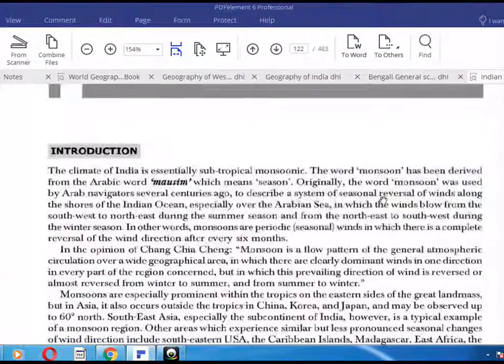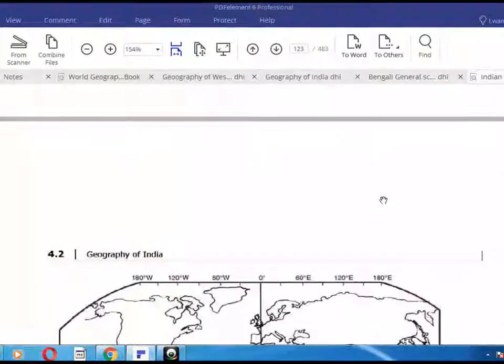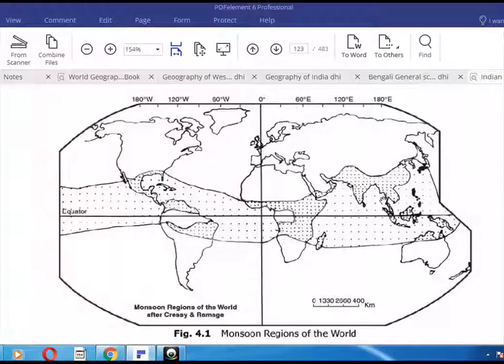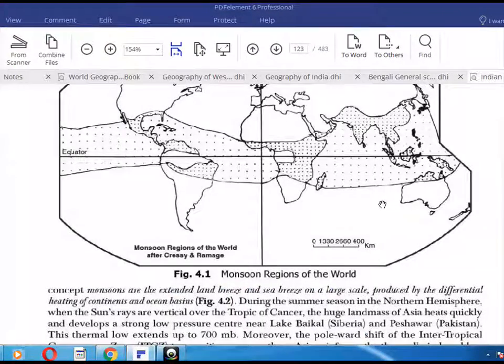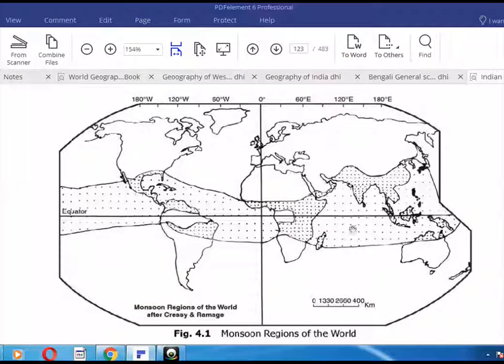Now this is the climate map. It is mainly the monsoon regions of the world. Here you can see all the monsoon regions. It is the Equator, it is the Mediterranean region, and especially it is India. Here are some monsoon regions of the world.